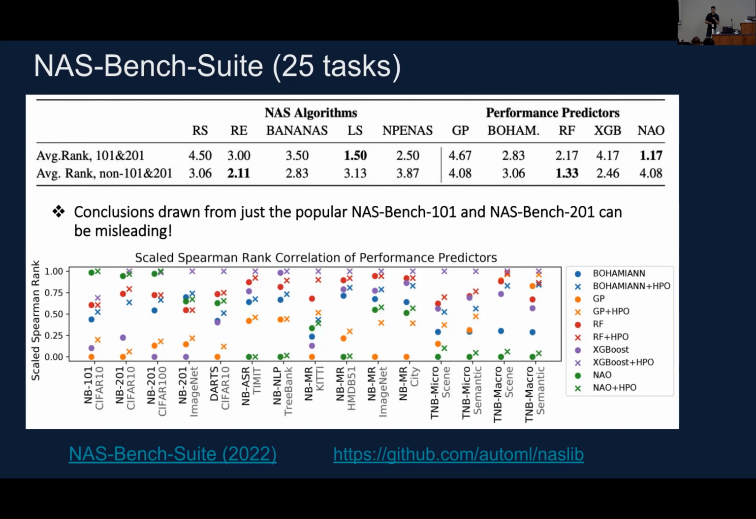For example, it's quite common for researchers to evaluate their algorithms on NAS Bench 101 and 201 only. But what we showed is that the correlations do not match. If we run algorithms on just NAS Bench 101 and 201 versus all the rest of the 25 tasks, we really see quite different trends in what the best algorithms are. So this is more evidence that we should really run our algorithms across a very diverse set of tasks in order to get the most realistic estimate of what the performance is of our algorithm.